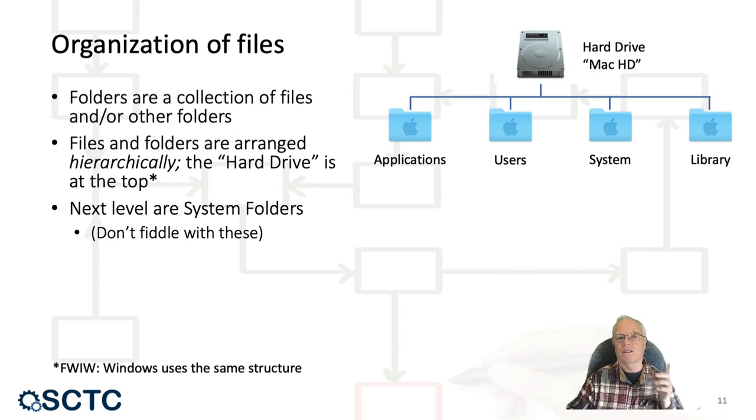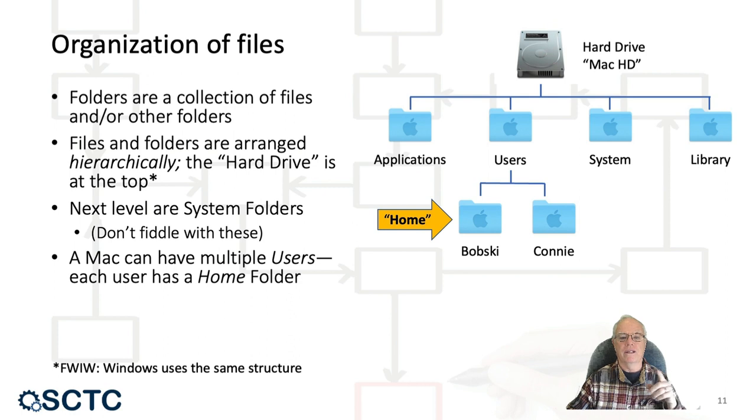So don't fiddle with these system files. You don't need to be up there at this level of the file system. But one of those folders is Users. And in the Users folder, you have all the users for this computer. So all Windows and Mac computers can have multiple users. In this case, you can see my computer has Bobski and it has Connie. That folder is my top level folder, and it's referred to as the home folder.